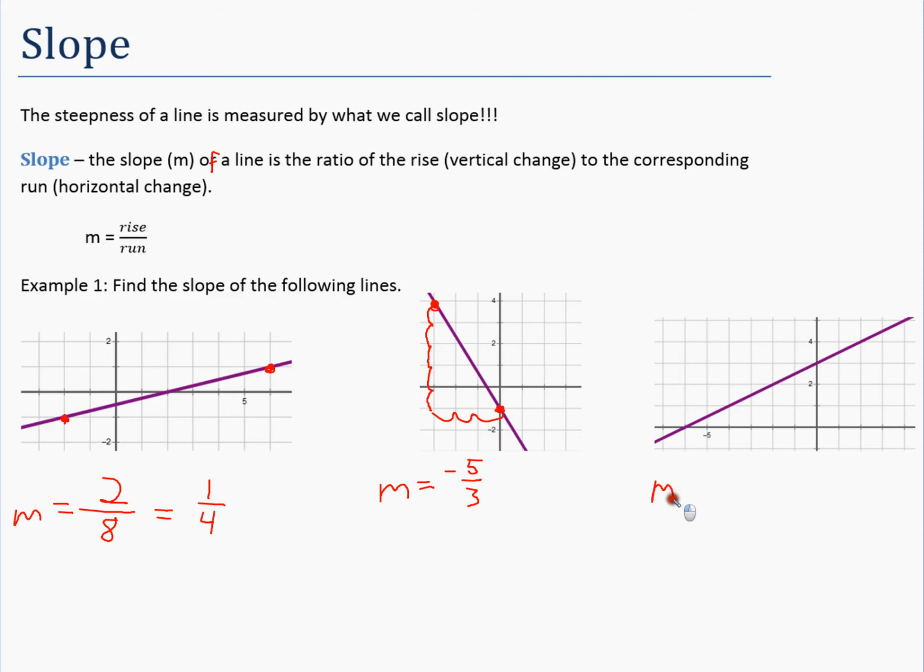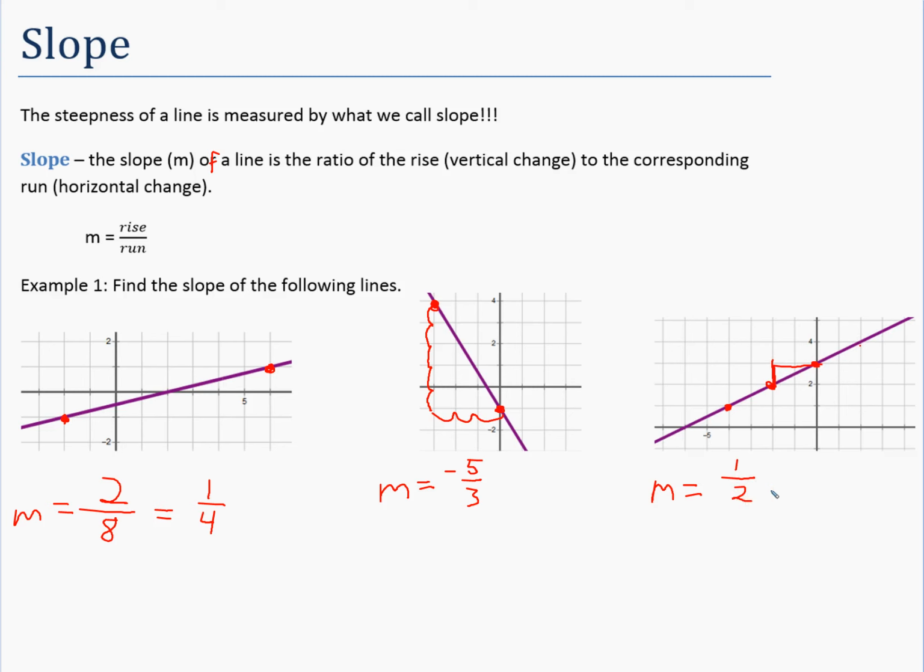This last one, finding our slope again is rise over run. I actually see several points here. We can use really any combination of them. Let's just pick this here. We're going up 1, so our rise is 1 compared to our run, which is 2. So our slope is 1/2.